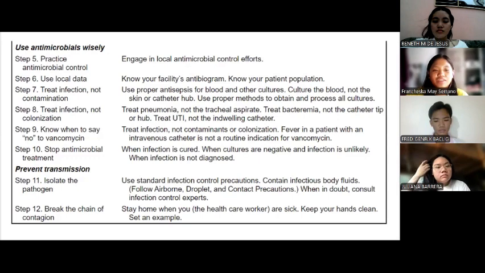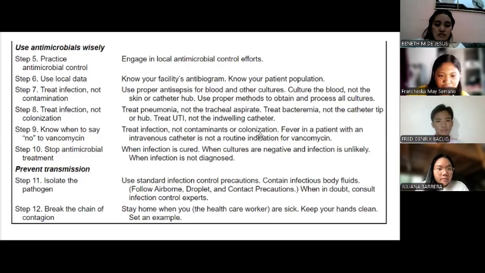Next is prevent transmission, isolate the pathogen, and then step 12, break the chain of contagion. For step 11 is contain the infectious body fluids. The airborne, droplet, and contact precautions are the types or modes of transmission. So, if symptomatic ka, diba you isolate yourself kasi para hindi siya mag-spread to other persons. And it all depends on the discretion of the healthcare facility where you're in.